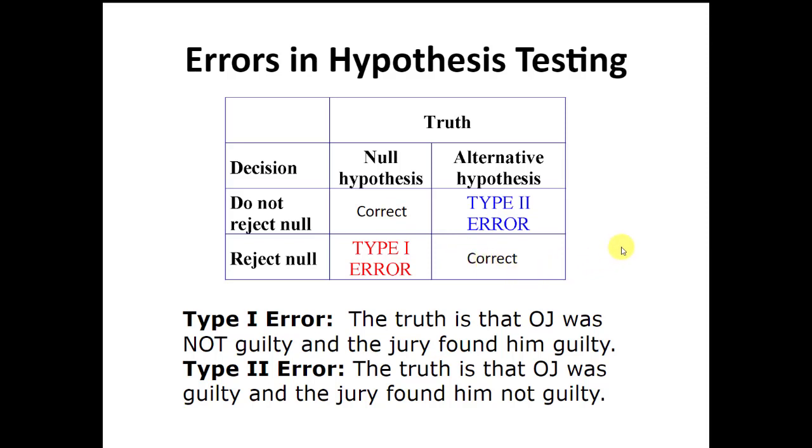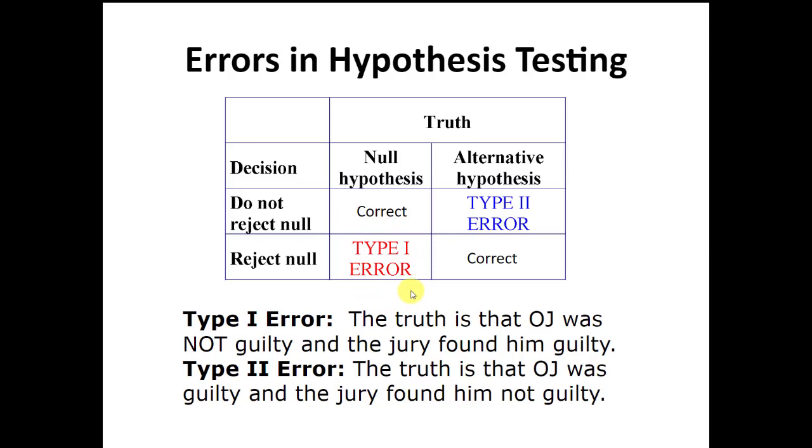Now, two errors can be committed. In the situation with O.J. Simpson, a type 1 error would have been committed if the truth is that O.J. is innocent and the jury rejected the null of innocence and found him guilty. That is a type 1 error. If this error was committed in the O.J. Simpson scenario, then the second jury, the civil jury, the jury for the civil trial, would have committed a type 1 error.